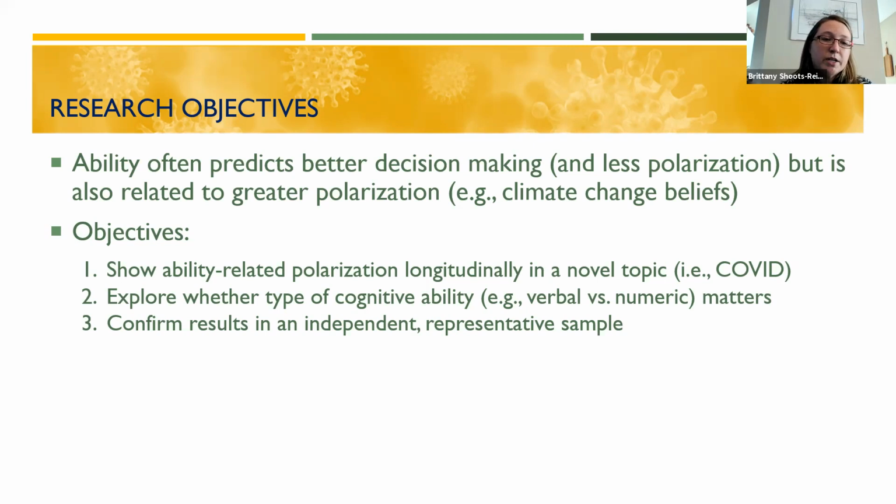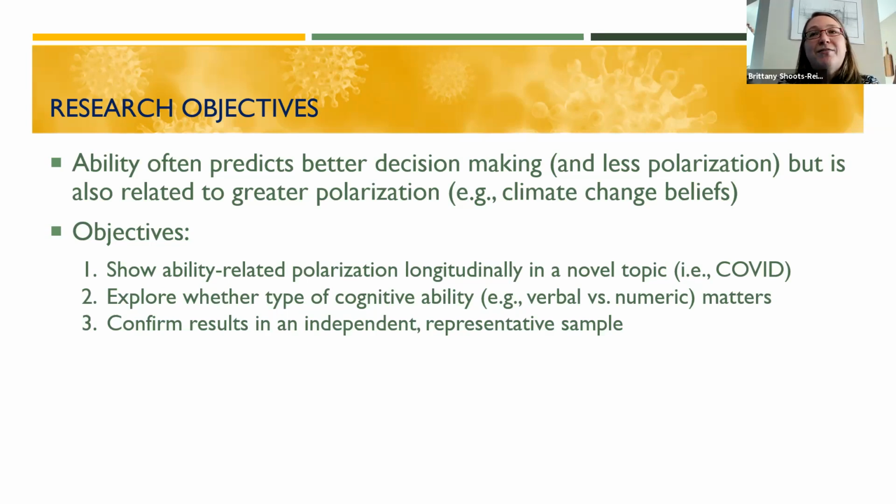So what we wanted to do with this project is show ability-related polarization longitudinally in a novel topic, which was COVID, and then explore which type of cognitive ability. So we thought numeric ability might matter more because so much of the information about COVID was numeric, but also verbal ability might matter because we know knowledge is something that predicts greater political knowledge is associated with greater polarization in terms of having greater coherence between ideology and political attitudes. We chose to use the UAS data to confirm the results in an independent representative sample.